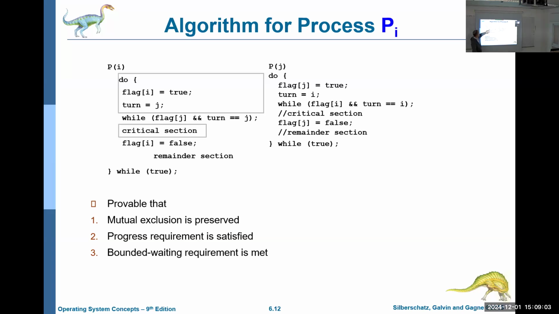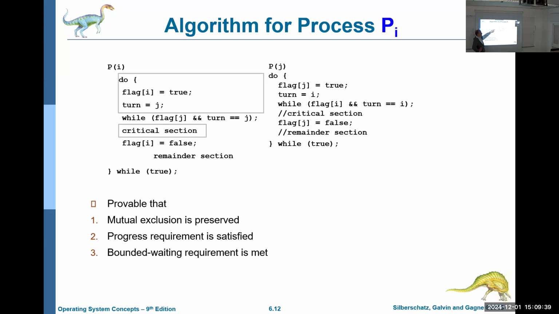So I come here, I check like this. Flag of J, that's him. Because I'm I, is the other guy interested in going in? Oh, yes, he is. But is it his turn also? Is turn equal to J? Wait a second. Turn does not equal J because remember I said turn equals J, but he changed it back to I. So even though he's interested, it's my turn.